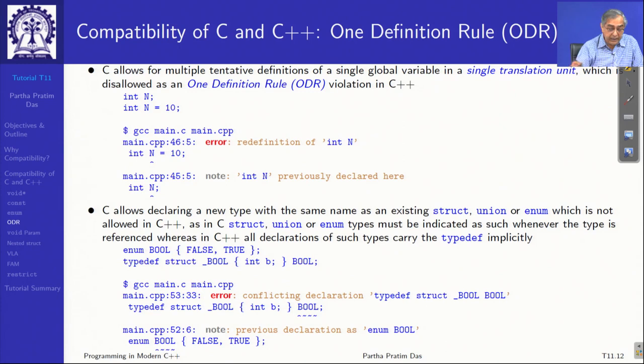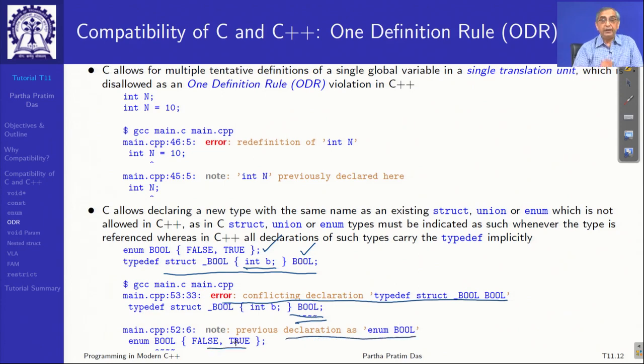One definition rule also excludes the redefinition of a new type by the same name. For example, in C you can define an enum bool with false and true, and make a structure, say _bool, having a data member b and typedef it to bool. In C this is permitted, but you are actually reusing the same name. In C++ this will not be permitted. It will say conflicting declaration, previous declaration was enum here.